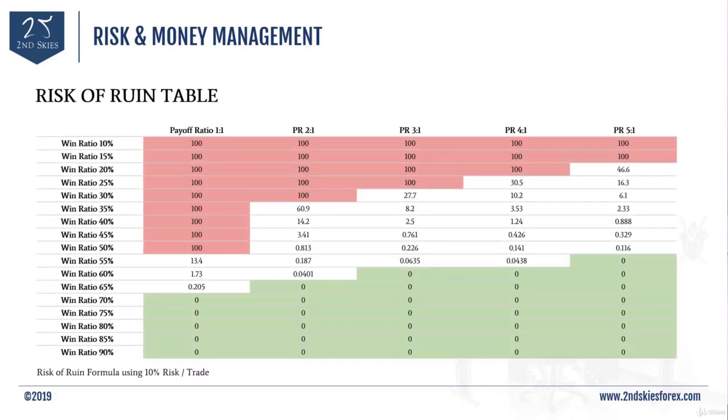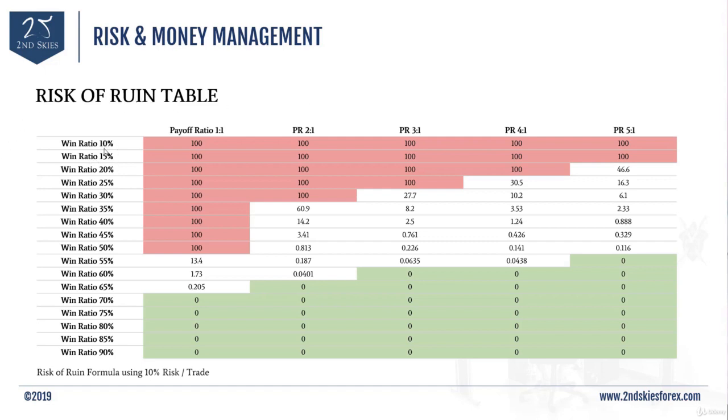Okay, so risk of ruin table. This is a table that I would suggest taking a screenshot of because it has a lot of information in it. The best way to understand this, so there's a couple of variables in here, but remember what I talked about in terms of risk of ruin, which is the percent chance that you are going to blow up your account. So let's break this table down.